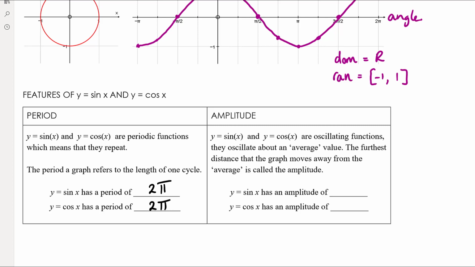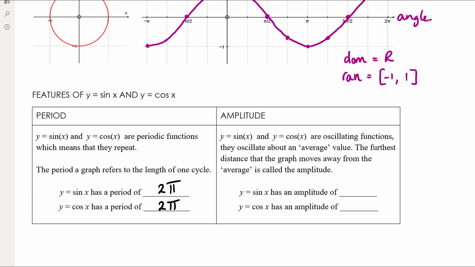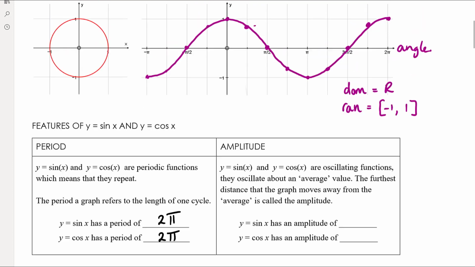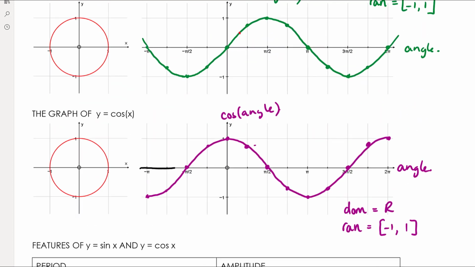Period being the length of one cycle. The window in which you need to look to see one complete period, you can then take that and rubber stamp it to draw the whole function. Both these graphs also have something called amplitude because they are oscillating functions. They go up and down and up and down and up and down. They oscillate about the x-axis.